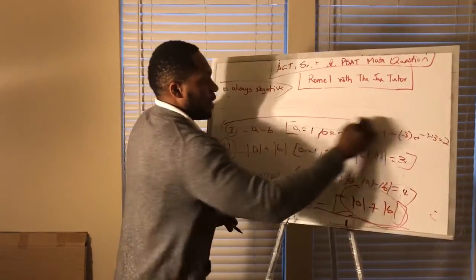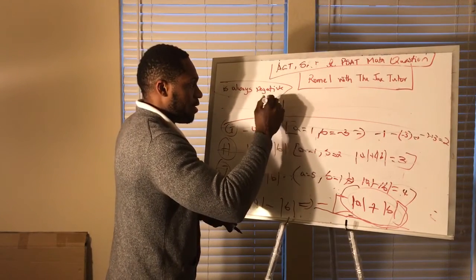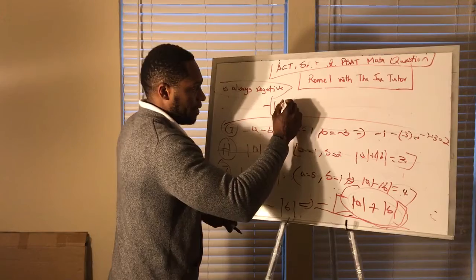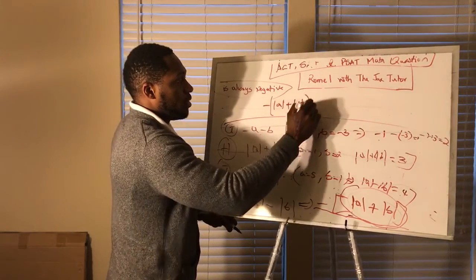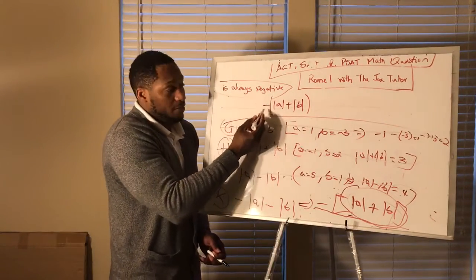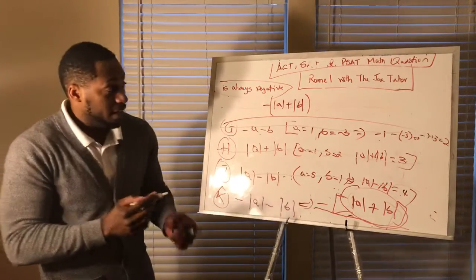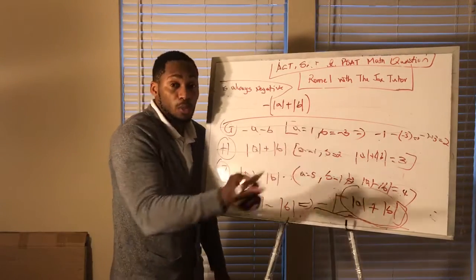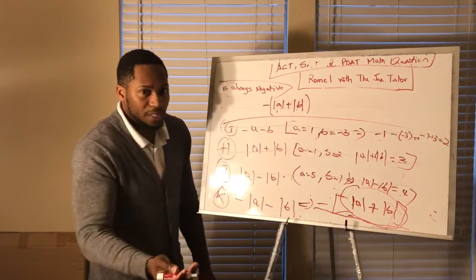So again, what we have here is minus absolute value of A, and then I take out a parenthesis, so I take the negative sign out, plus absolute value of B. If we want this to always be negative, because we have the negative sign in it, this needs to be always positive. And sure enough, it is. The absolute value of a number is always positive. And then when you add a positive number to another positive number, you always get a positive number.